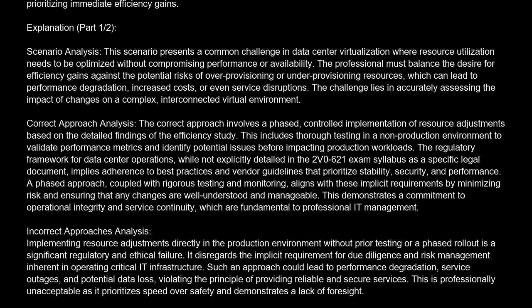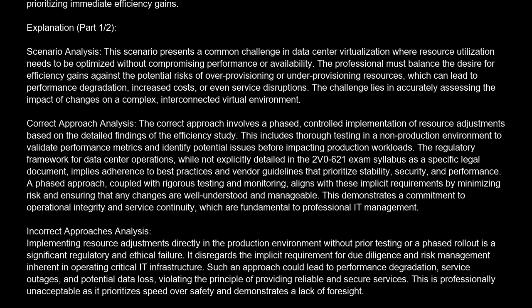Correct answer is C. Implement the proposed resource adjustments directly to the production virtual machines identified in the study, prioritizing immediate efficiency gains. Explanation. Scenario analysis. This scenario presents a common challenge in data center virtualization, where resource utilization needs to be optimized without compromising performance or availability. The professional must balance the desire for efficiency gains against the potential risks of over-provisioning or under-provisioning resources, which can lead to performance degradation, increased costs, or even service disruptions.